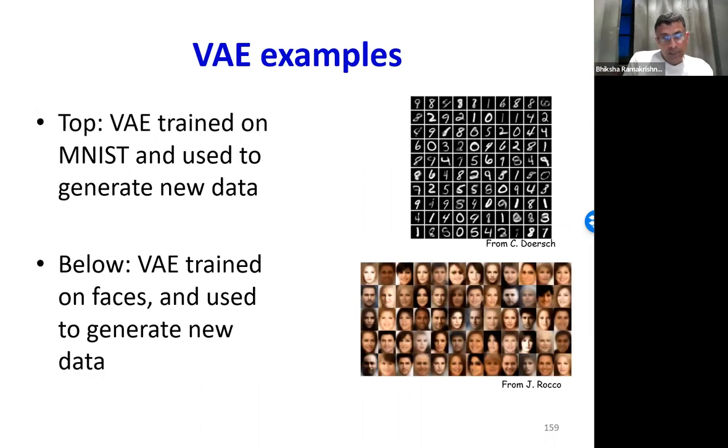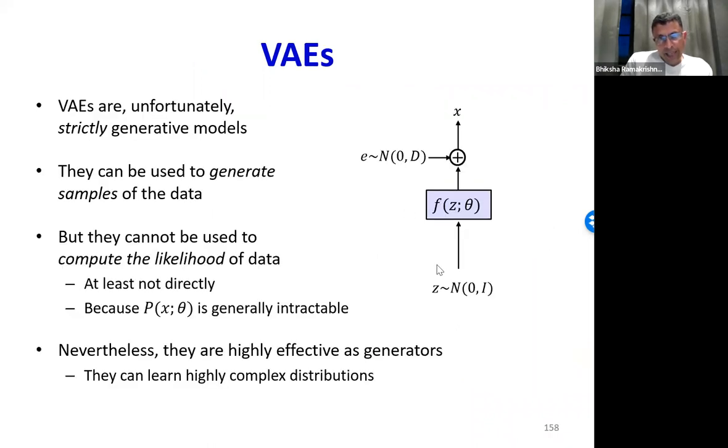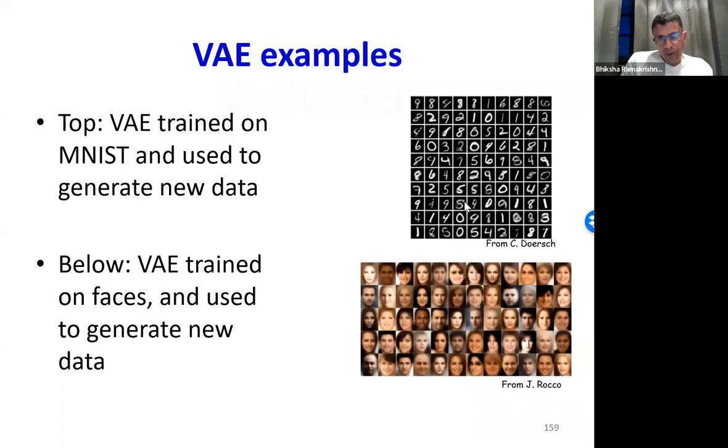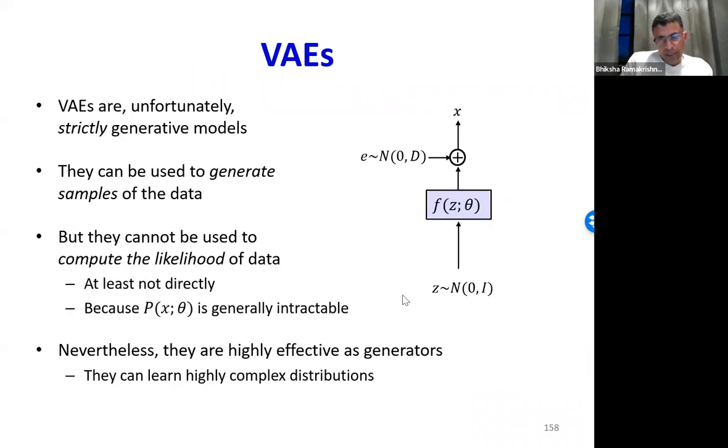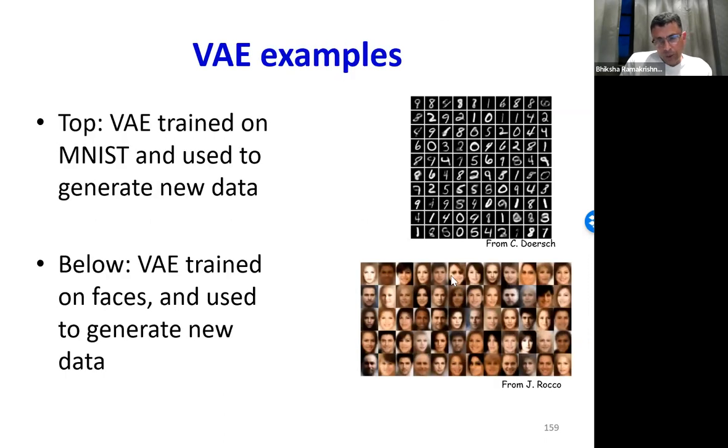Here are some early results from VAEs, where in this case, Carl Dorsch, who introduced the whole concept, used them to learn the distribution of MNIST data. And then when you randomly sample Z's over here and pass them through F, they give you things that look like digits. Or this was a VAE trained on faces. If you randomly sample Z from a standard Gaussian and pass it through F, the result looks like faces.